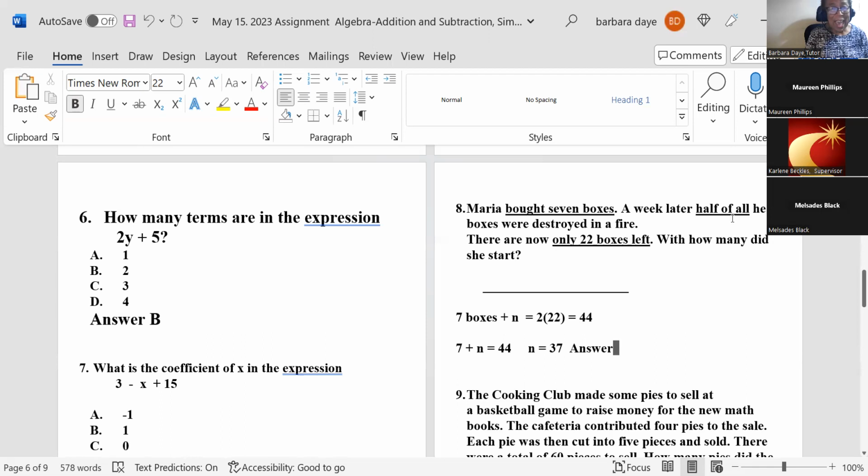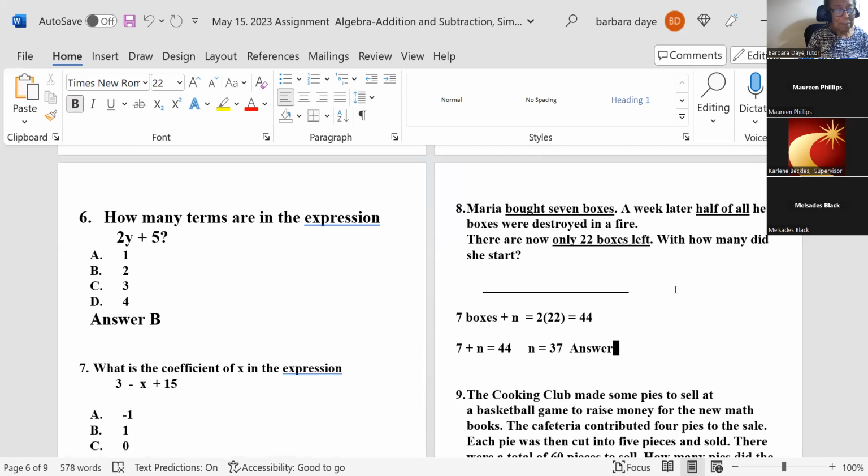The key is half of all were destroyed in the fire and 22 left. So if half were destroyed, then you must have started with 44, right? But of that 44, 7 were bought. So how many did she have at the beginning? 37. Got it? Wow. I wanted you to keep talking because Mercedes, you were saying 44. And I thought, well, she's saying 44. Maybe she'll remember to take away the 7. Because 7 is the number she bought. 37 is what she started with.